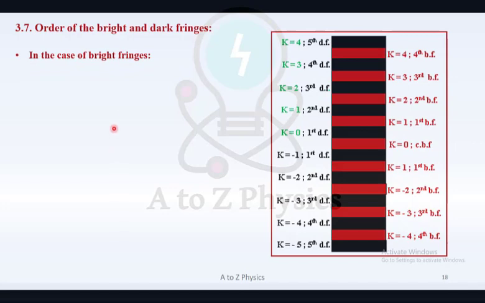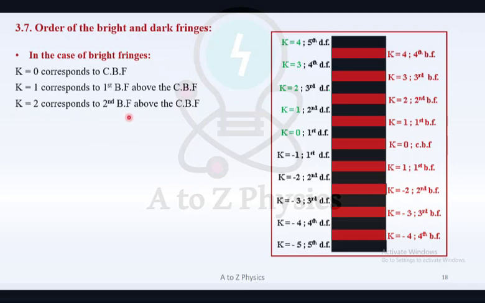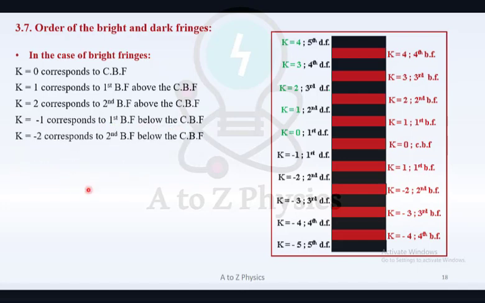In the case of bright fringes, k equal to 0 corresponds to the central bright fringe, k equal to 1 corresponds to the first bright fringe above the central bright fringe, and when k equals minus 1, this corresponds to the first bright fringe below the central bright fringe, and so on.